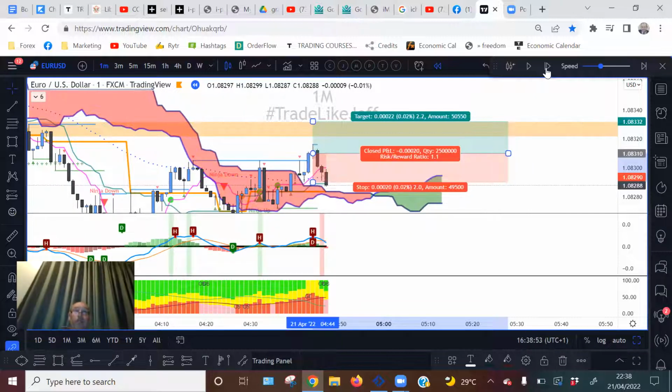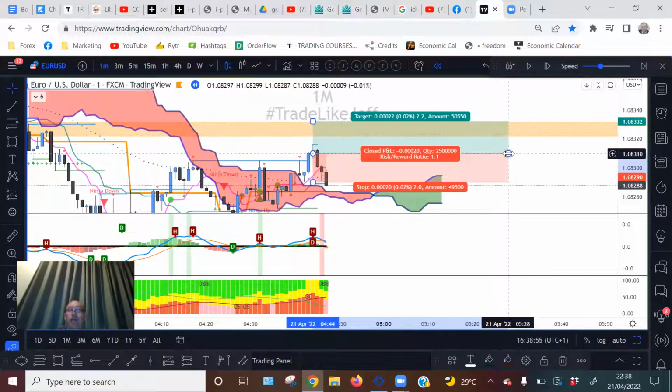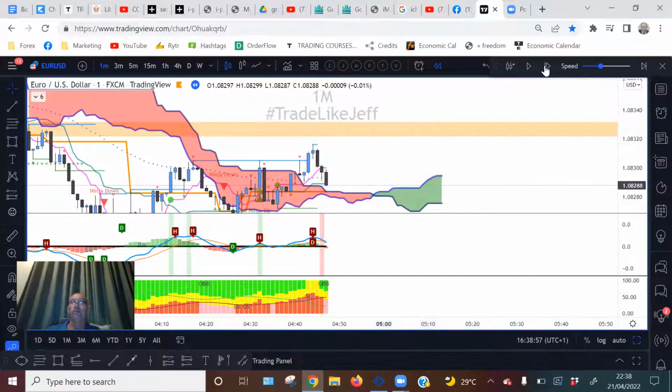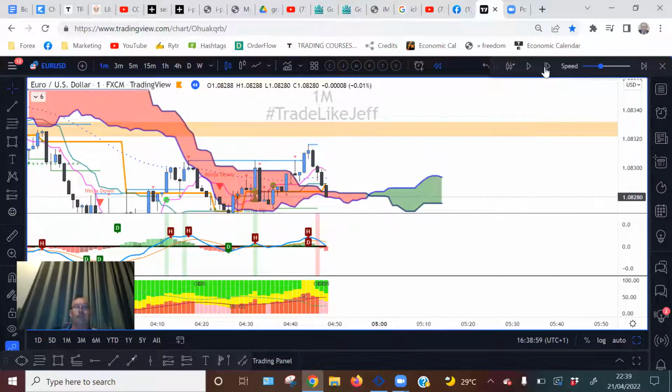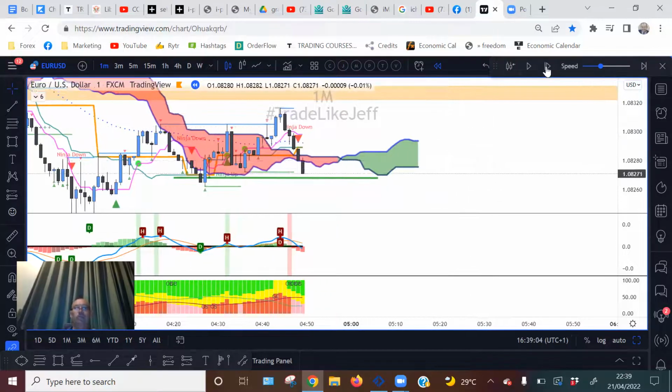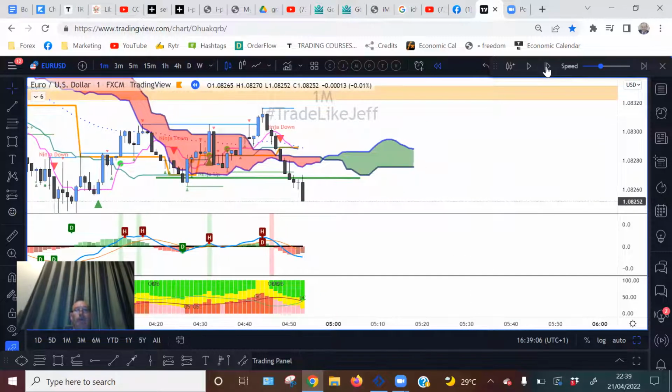So it's down to 7% profit, ladies and gentlemen. So I'm losing trades, so 7%. I thought it's a bit too close there, to be honest, but 7% profit for the day.